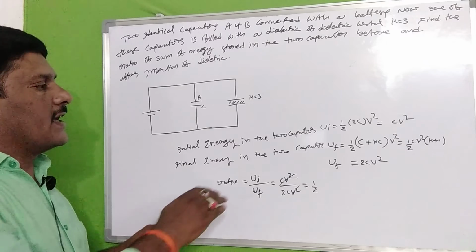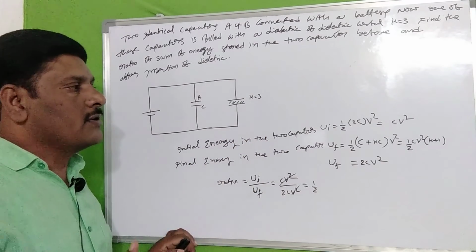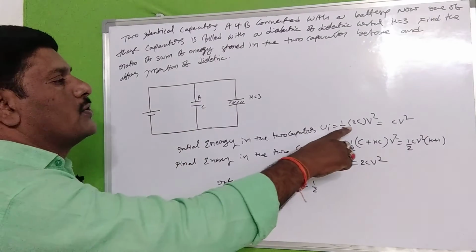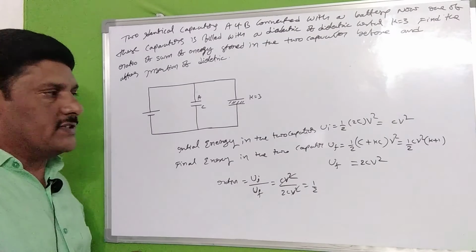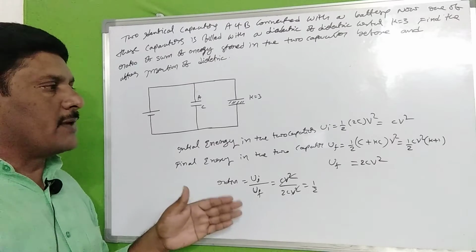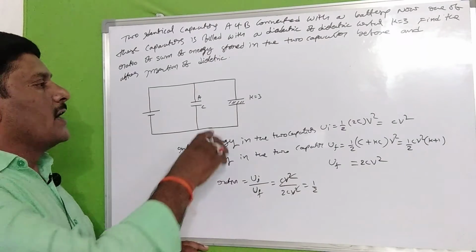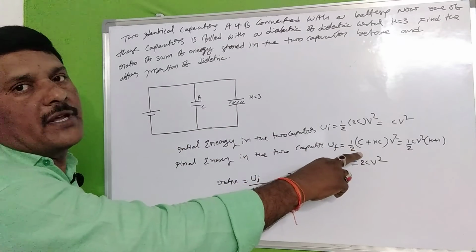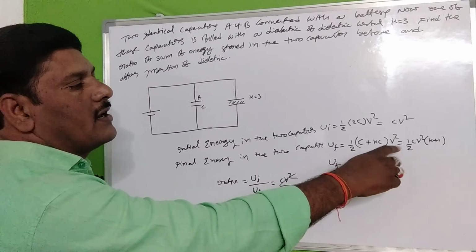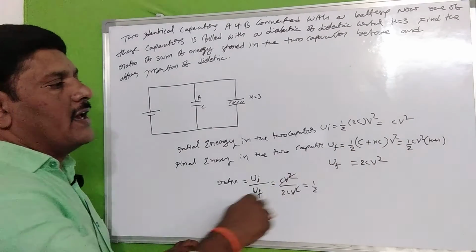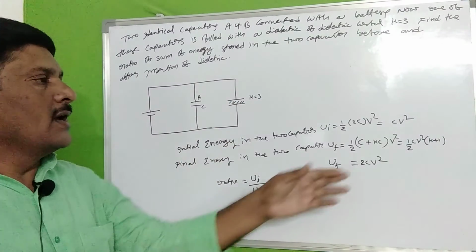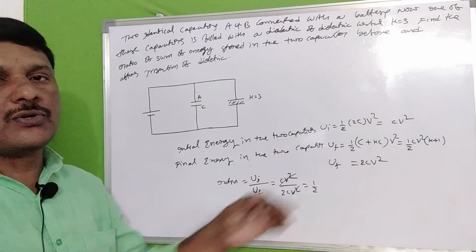Now the initial energy can be written using the relation U equal to half CV square. Here, in parallel combination, the capacitance is 2C, so we get the answer CV square. The final energy in the two capacitors, U equal to half CV square, after inserting the dielectric has capacitance C plus KC. Taking half CV square common, we finally get half CV square into K plus 1. According to the statement, K equal to 3, and 3 plus 1 equal to 4, by 2 is nothing but 2 CV square.